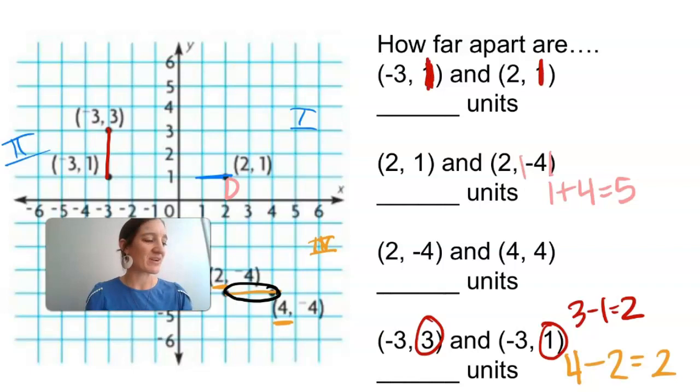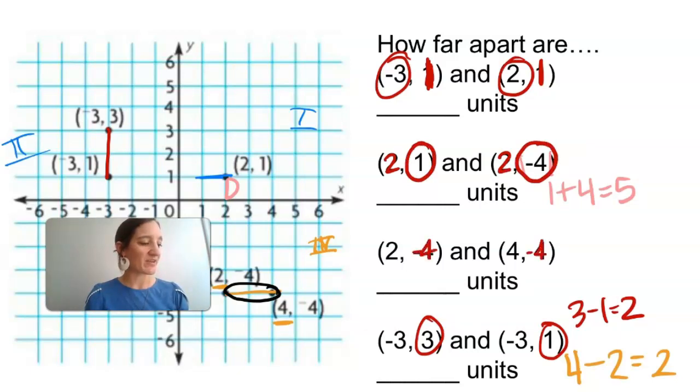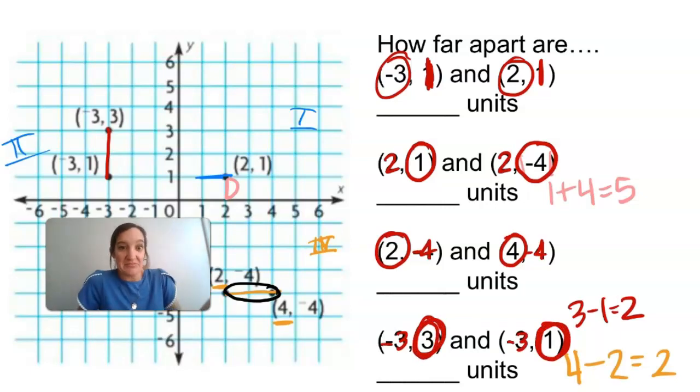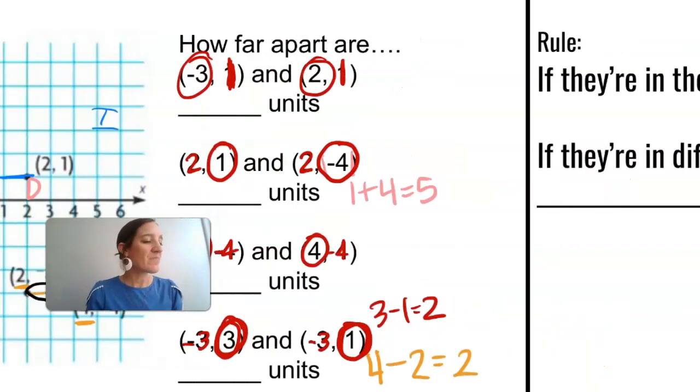What we're going to look at are the coordinates that are different. The 2's are the same, so we just need to look at the 1 and the -4. The -4 and the -4 we're not going to look at. We're just going to look at the distance between 2 and 4. And the -3's are the same, so we're only going to look at the distance between 3 and 1. Well, the distance between 3 and 1 is just 2, right?